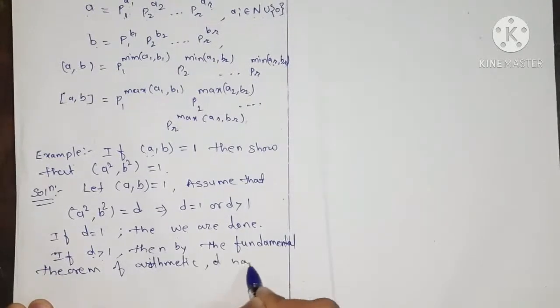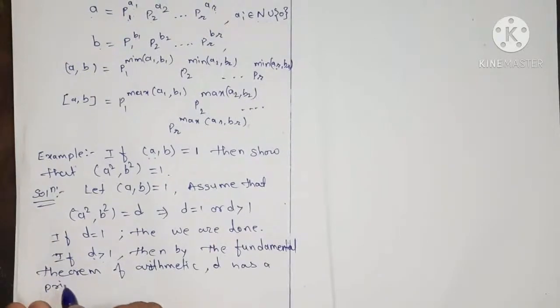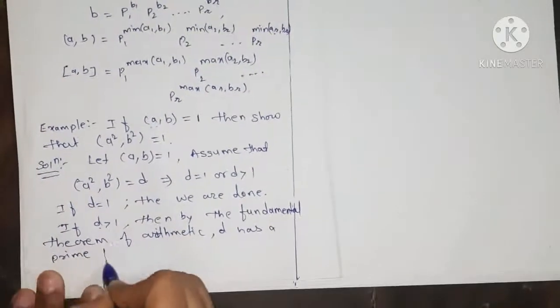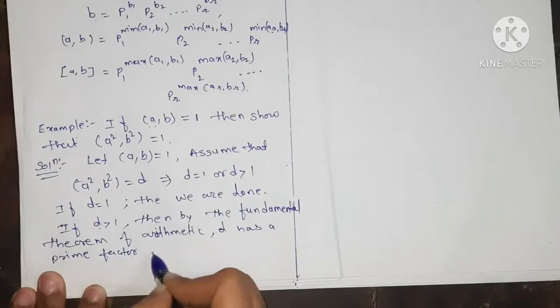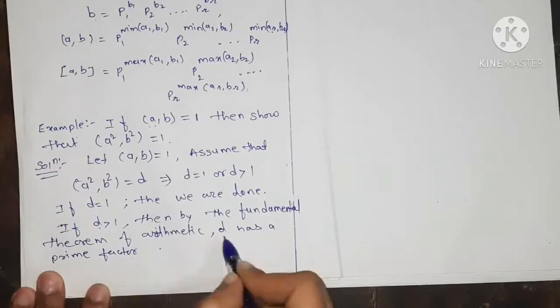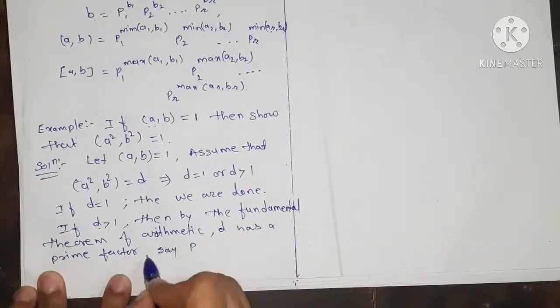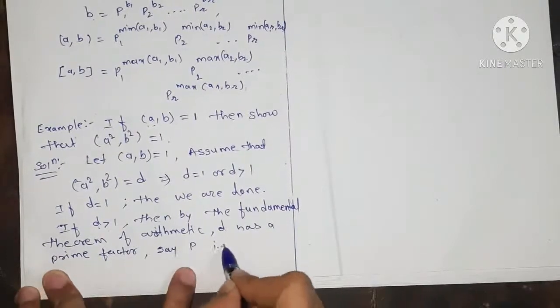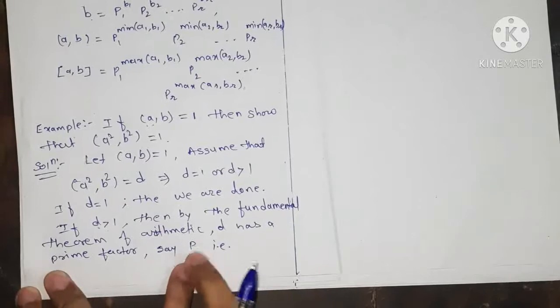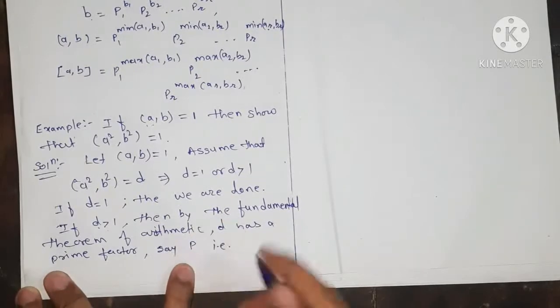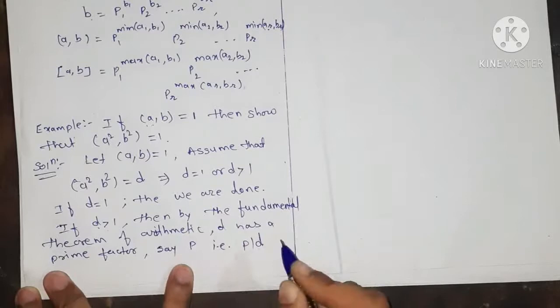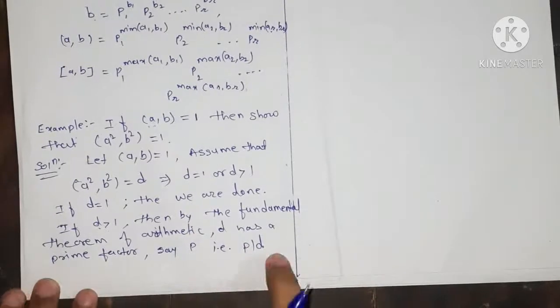D has a prime factor, and we say it is P. So P is a prime factor of D, therefore P divides D, right? That is, P divides D.